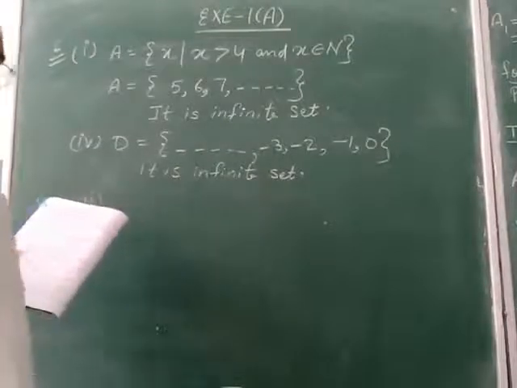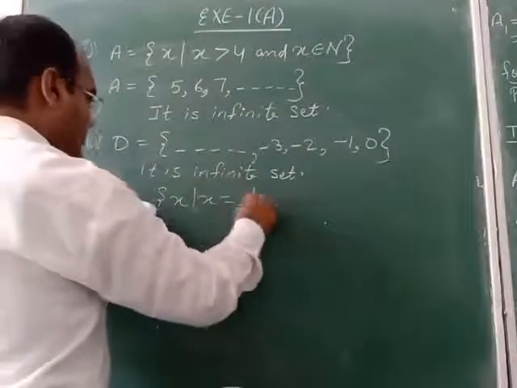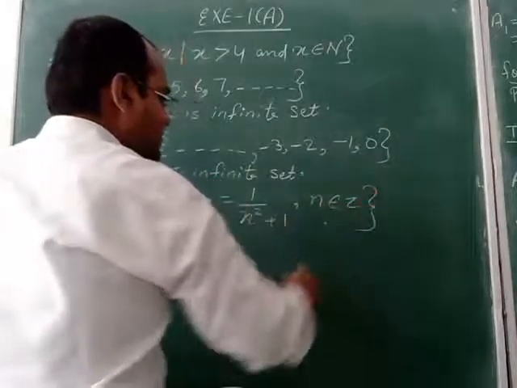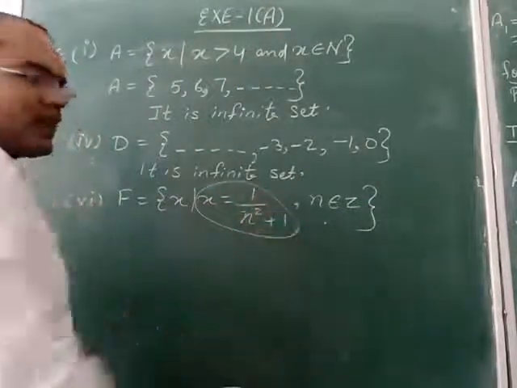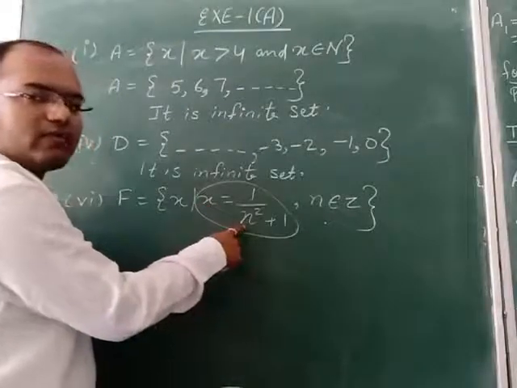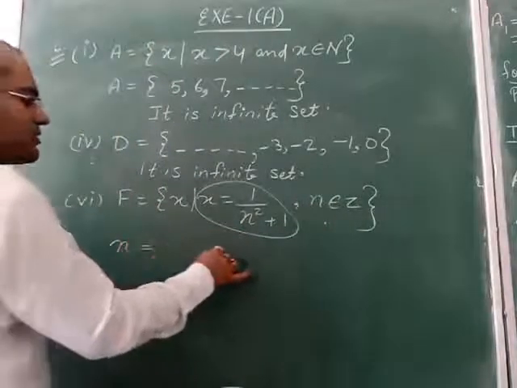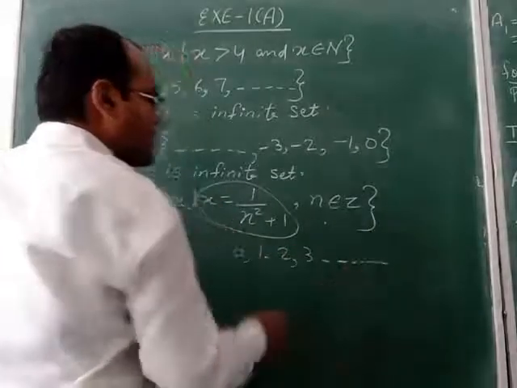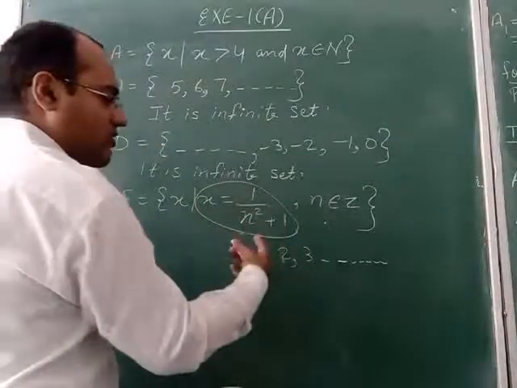Now part number 6. F is equal to {x such that x is equal to 1 upon n square plus 1 and n belongs to Z}. Here in this question, a formula is given to calculate the value of x. In order to find the value of x, we have to put the n value here. And n belongs to integers, so the n values will be 0, plus 1, plus 2, plus 3 and so on. In the question it is not given up to which value we have to take, so n values will go on like that.